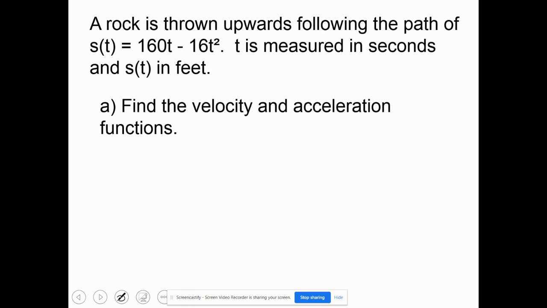Okay, second problem. Why don't you go ahead and pause this, copy this down, and then answer A for me.